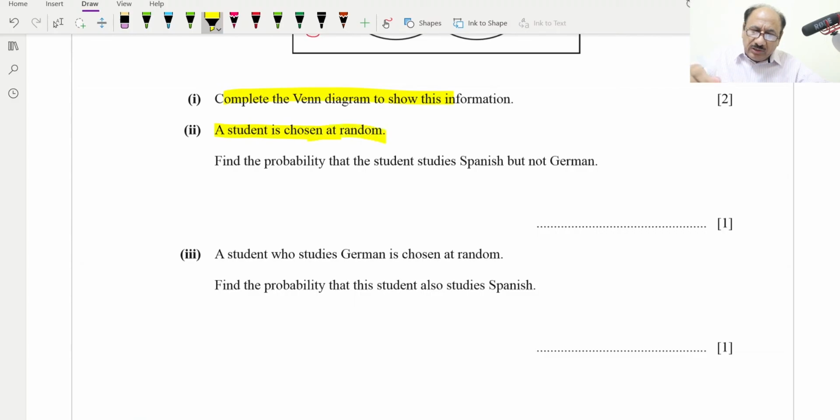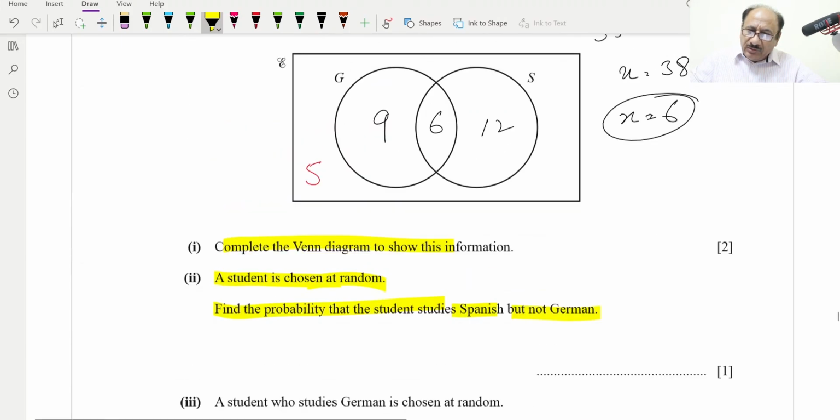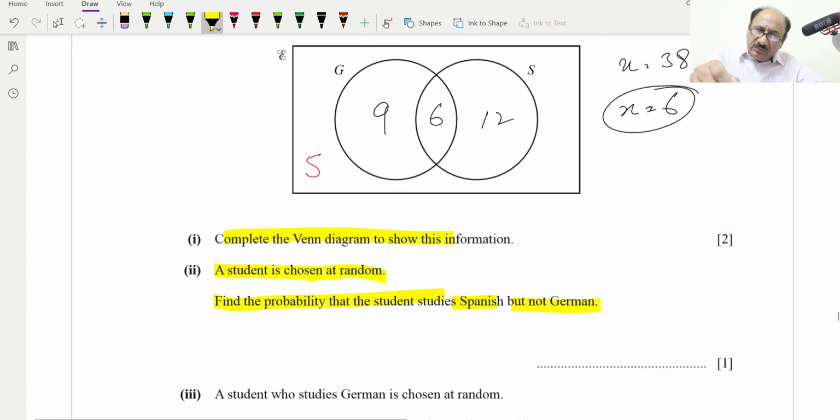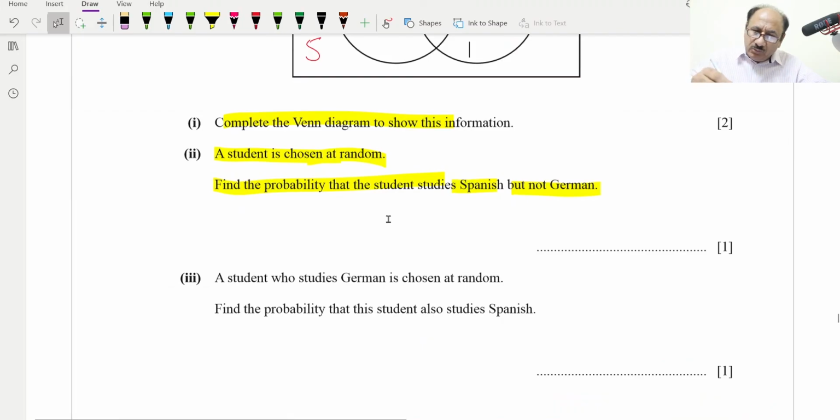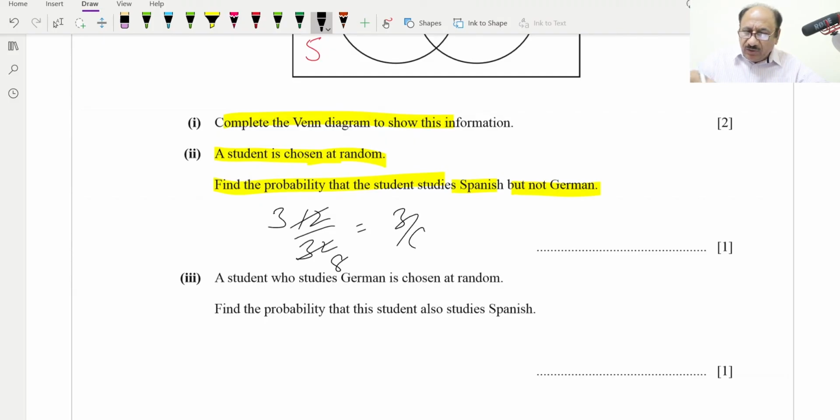Then a student is chosen at random. Find the probability that the student studies Spanish but not German. So Spanish but not German is 12 out of 32, so we can write 12 out of 32, which can be simplified. 4 threes are 12 and 4 eights are 32. So the simplified answer will be 3 over 8.